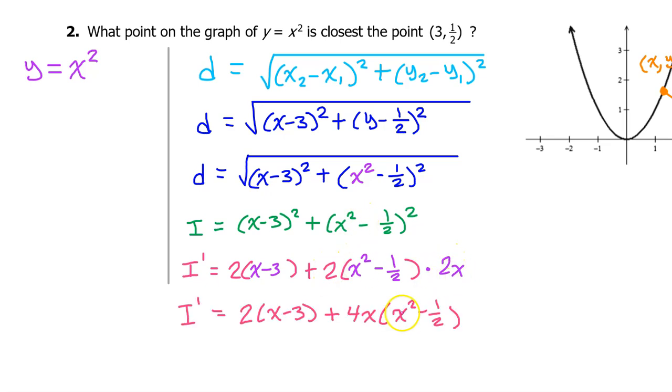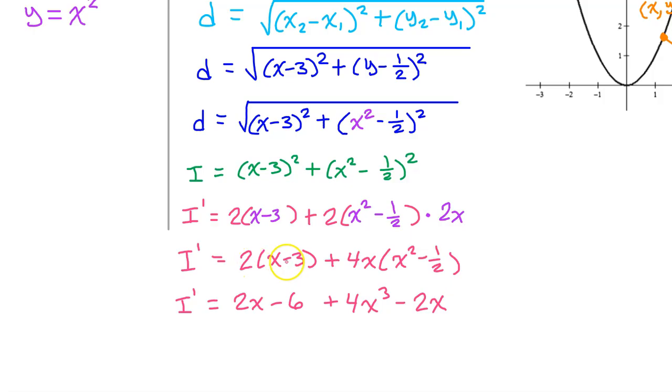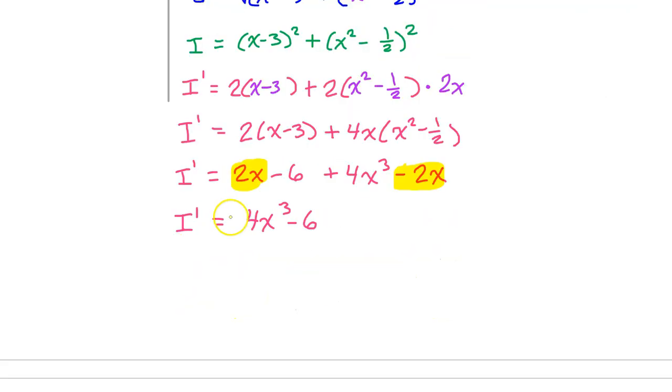2 times 2x is 4x. I'm going to do the distributive property to get rid of these parentheses. I'm hoping we can combine like terms and simplify. Distributing the 2 and the 4x gives us this, but now we notice that we have a 2x and a minus 2x. So those cancel each other out. So I prime is equal to 4x to the third power minus 6.